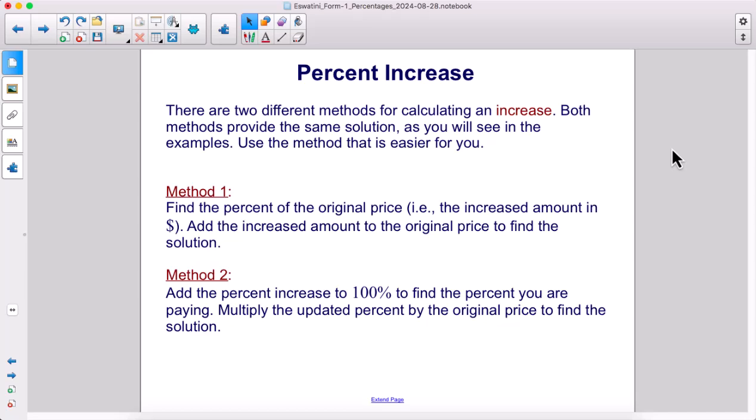Method 1 is to find the percent of the original price, the increased amount in dollars, then add the increased amount to the original price to find the solution. Method 2 is to add the percent increase to 100% to find the percent you will end up paying. Multiply the updated percent by the original price to find the solution.